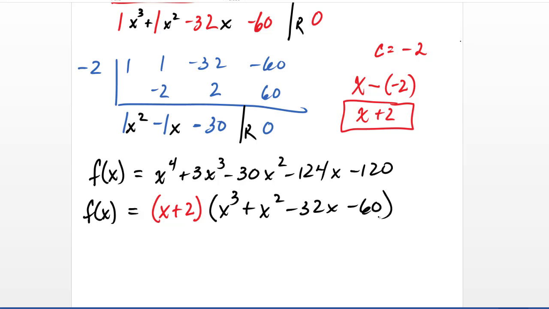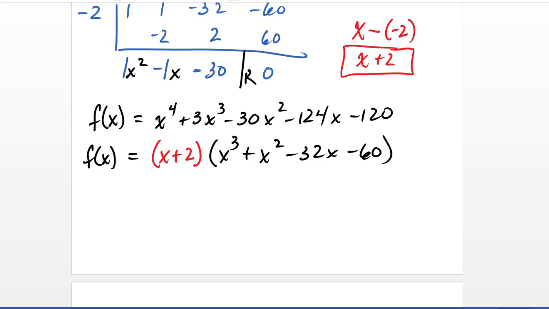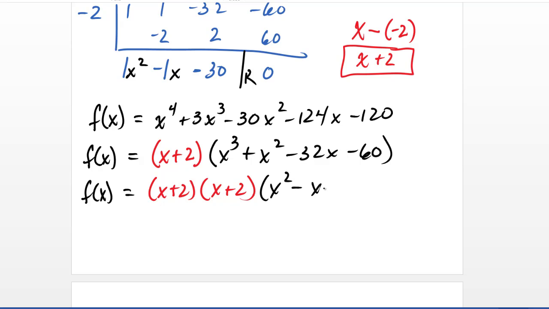And we took that cubic depressed polynomial and we did a second round of synthetic division with the x plus 2 factor again. So I had a second factor of x plus 2, and that left me with the depressed polynomial of x squared minus x minus 30. Now it's my job, now that we're down to a quadratic, to just factor that as necessary. And so I will be left with the following factors.